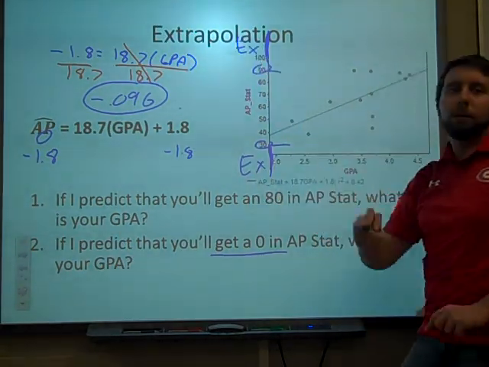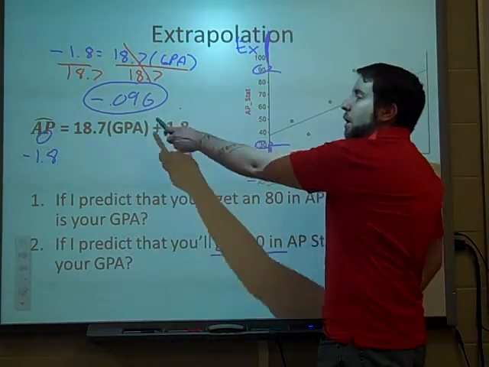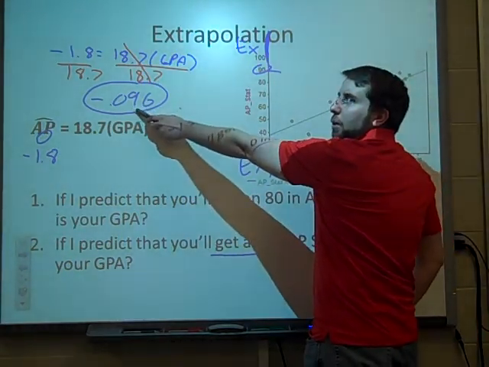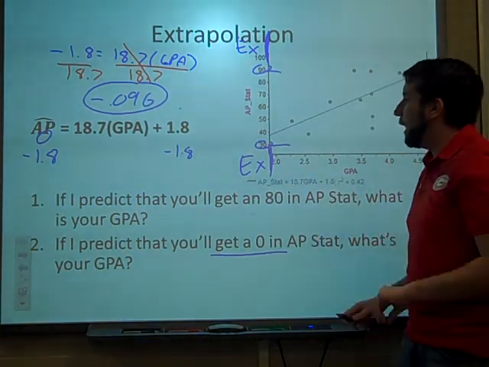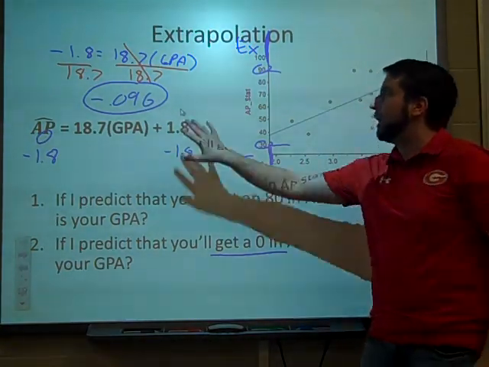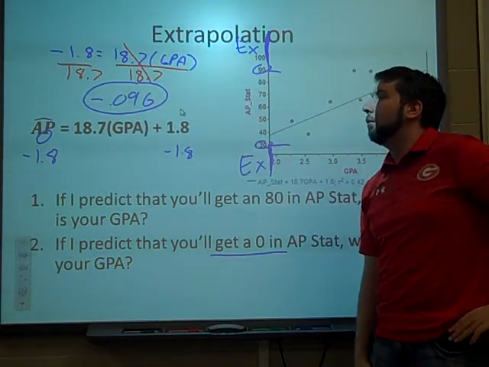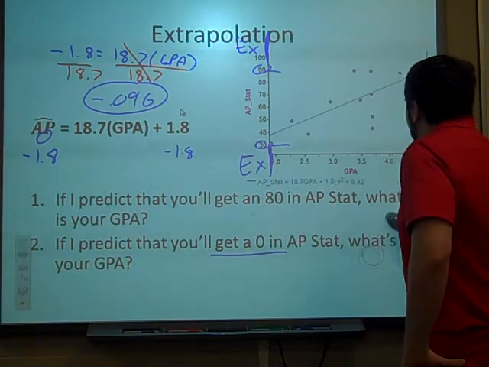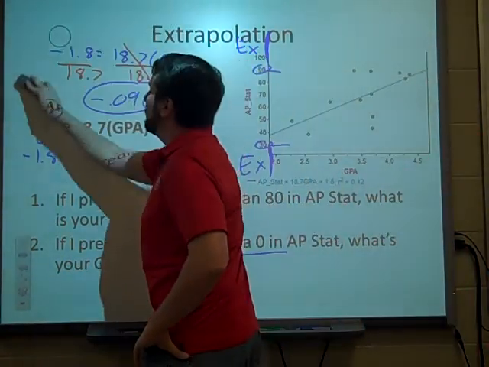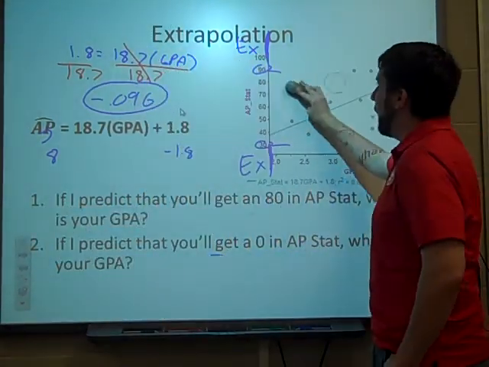Don't do that. Don't extrapolate, because what happens, you'll get a situation that clearly is not right. If someone had a 0 in this class, I would predict they have a negative GPA, and obviously that's not right. No, not at all. So again, that's why we don't extrapolate. Please avoid doing that. Pretty please. I would really appreciate that.